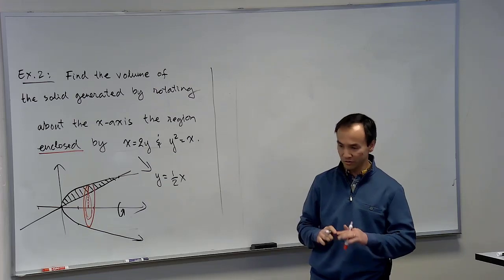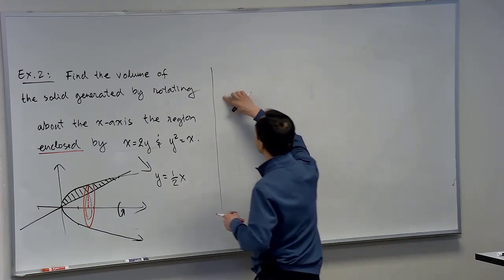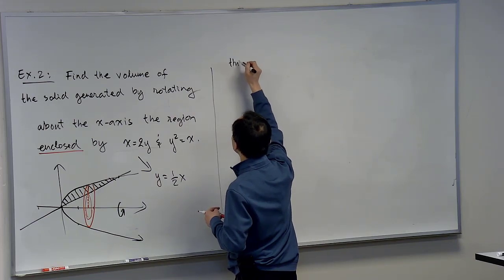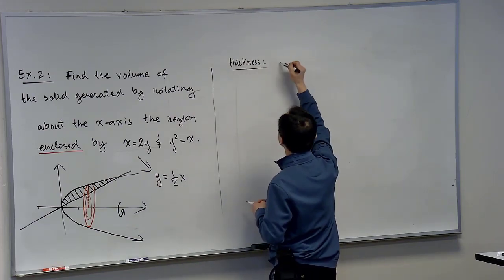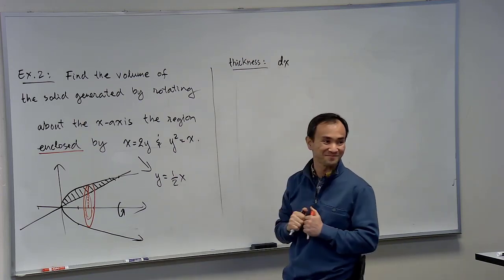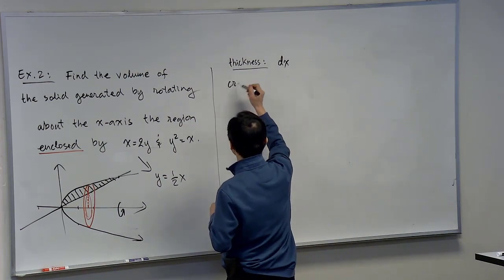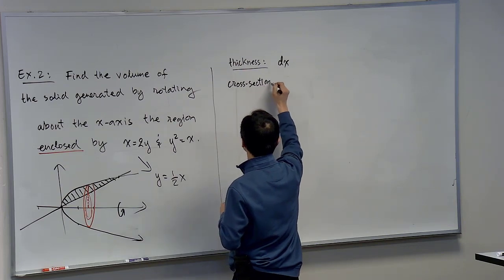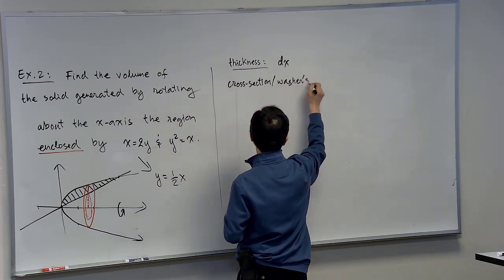All right, so now you're experiencing enough from the 2 earlier problems. So let's look at the thickness right here. How do we express the thickness? Should be the x here, right? And then the cross section as a washer. Cross section as a washer. Or washer is an area.